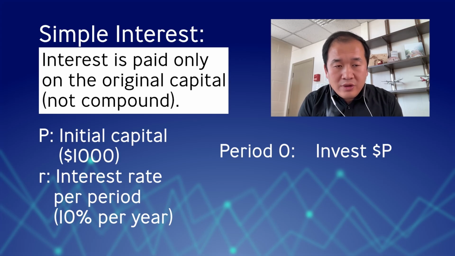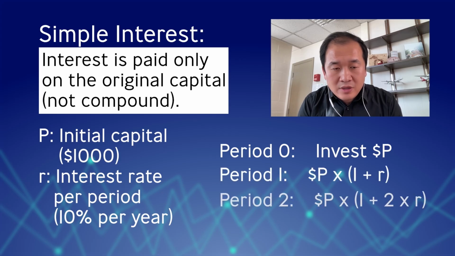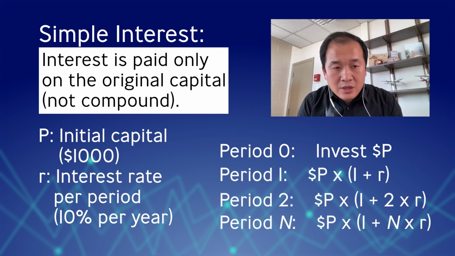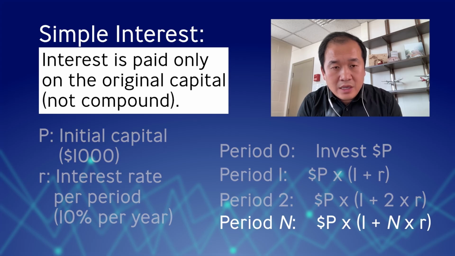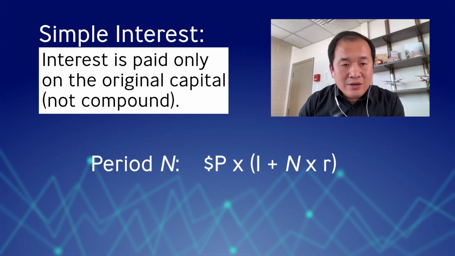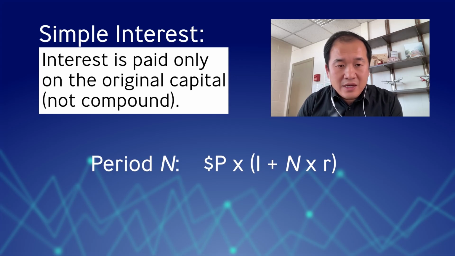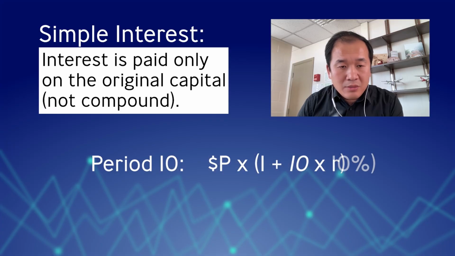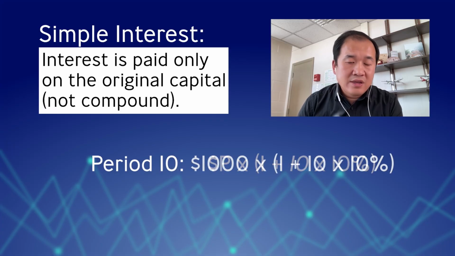But what will happen in the second, third, and up to the last period is that every year the interest is only calculated on the initial capital, right? Not on the accumulated amount of capital you made over the years. So if you invest for n years, by the end of year n, the total amount of capital you will have is simply P times (1 plus n times r). Here n is 10 years, r, remember, is the nominal rate, 10%, and P is $1,000.